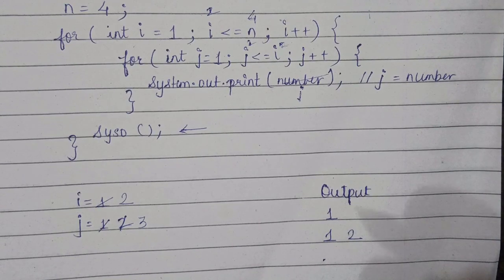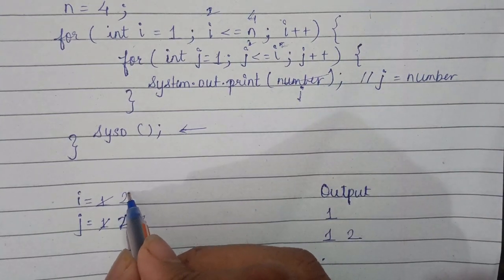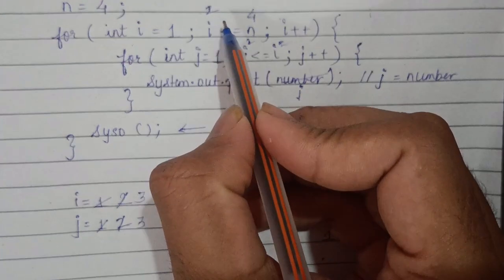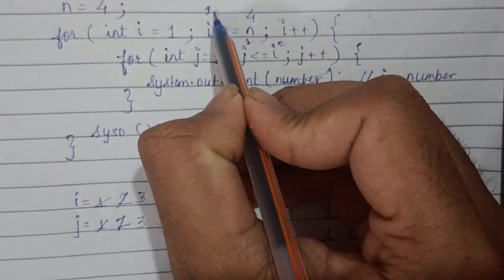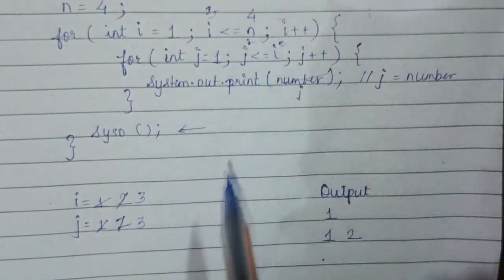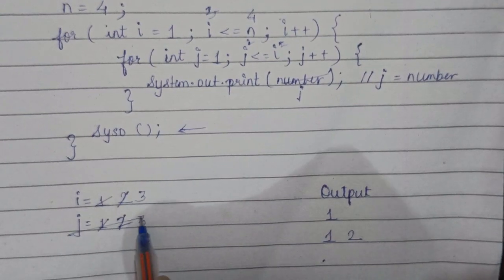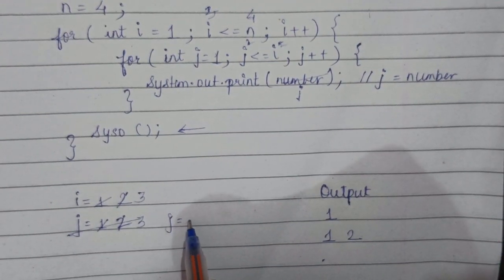Now i gets updated, and i's value is 3. Then it will check the condition: is 3 less than or equal to 4? The condition is true, so it will enter the inner loop. Now j's value is initialized again to 1.